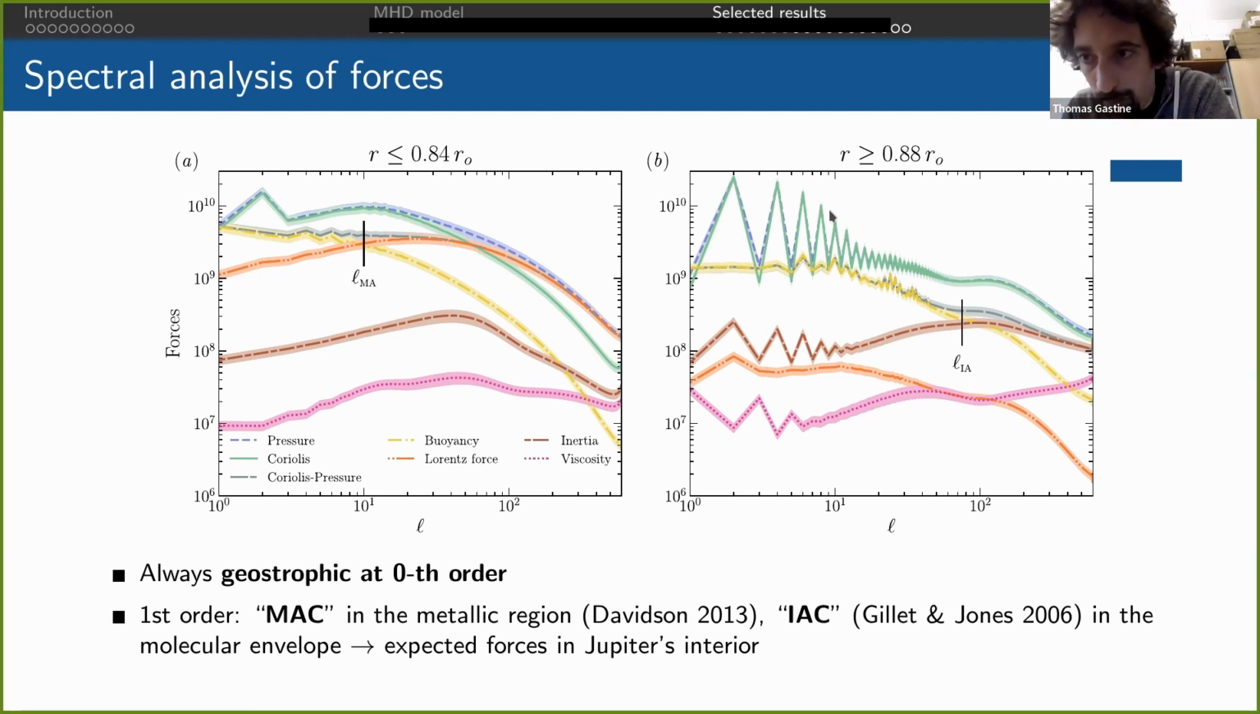Now, if you look at the external molecular part, we observe that Lorentz force drops quite a lot, which makes full sense because the electrical conductivity is quite weak there. Instead, the third force that equilibrates the system is inertia, and so you end up with an inertia, Archimedean, Coriolis three-term balance, which was also discussed quite a lot in the literature, for instance by Gillet and Jones in 2006. We were also quite happy with this because the force hierarchy is reasonably close to what we believe is correct for the Jovian interior.